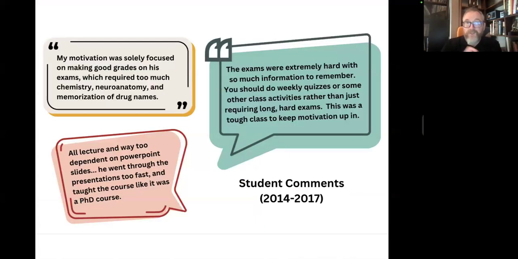So here are some representative student comments from my anonymous evaluations that caught my attention. My motivation was solely focused on making good grades on his exams, which required too much chemistry, neuroanatomy, and memorization of drug names. The exams were extremely hard, with so much information to remember. You should do weekly quizzes or some other class activity rather than just requiring these long, hard exams. This was a tough class to keep motivation up in. All lecture and way too dependent on PowerPoint slides. He went through the presentations too fast and taught the course like it was a PhD course.